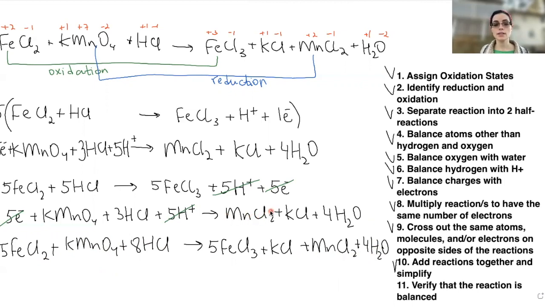Don't skip this last step. It's important. If you made some mistakes, it will show, and you'll be able to track your mistakes somewhere. Let's say you have a mismatch in the number of atoms other than oxygen or hydrogen, you know that you did something wrong here, for example, right? So just make sure that you verify that your reaction is balanced. Don't skip the step, it's important. And I think we did it.